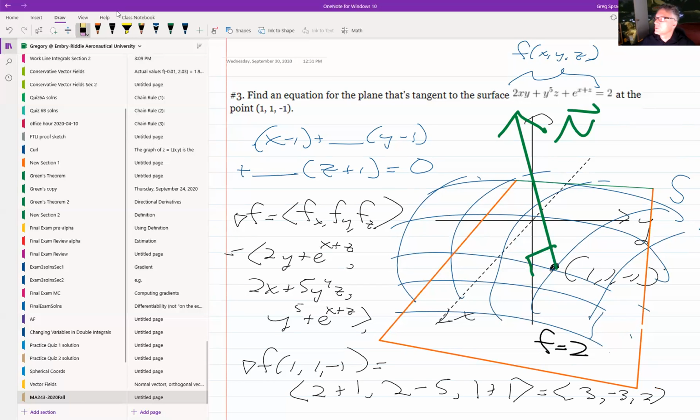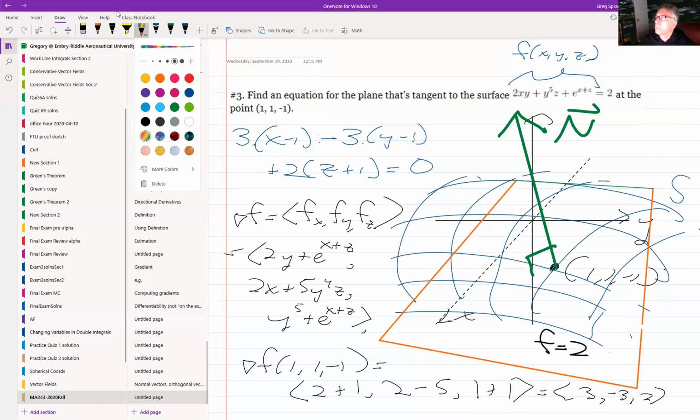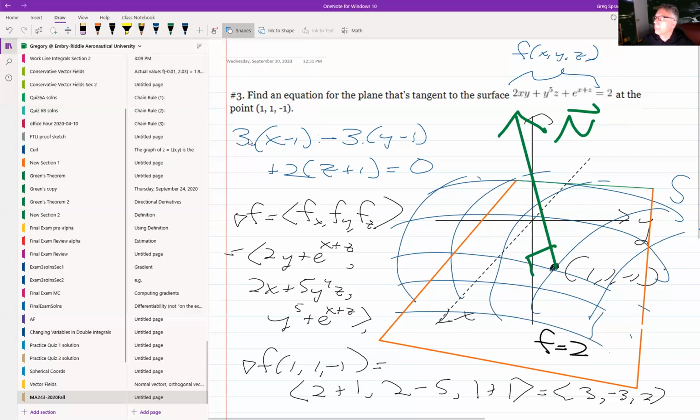I'll plug those numbers into the plane equation. You get 3 times x minus 1 minus 3 times y minus 1 plus 2 times z plus 1 equals 0. And that's the final answer. And I recommend against simplifying it. Ta-da! That's the final answer.